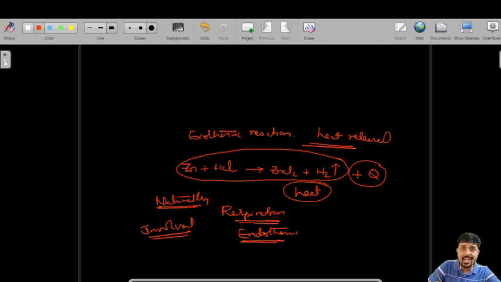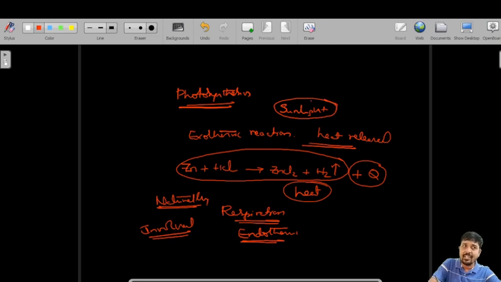Okay, the chemical reaction in which heat is involved is called an endothermic reaction, and you all know the best example of endothermic reaction is photosynthesis. Photosynthesis is a chemical reaction which occurs in plants only in the presence of sunlight. Sunlight is a form of heat energy and it is involved in this reaction. That's why we can say photosynthesis is the best example of endothermic reaction, whereas respiration is the best example of exothermic reaction. These two reactions are naturally occurring endothermic and exothermic reactions.